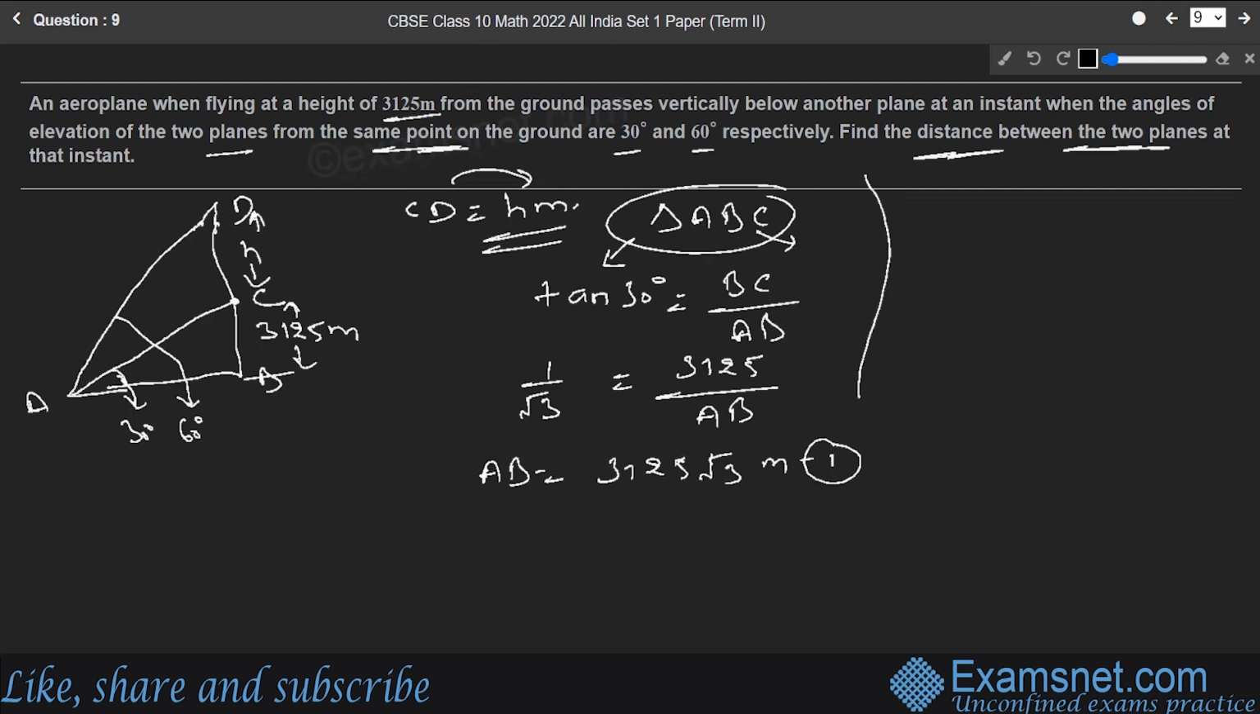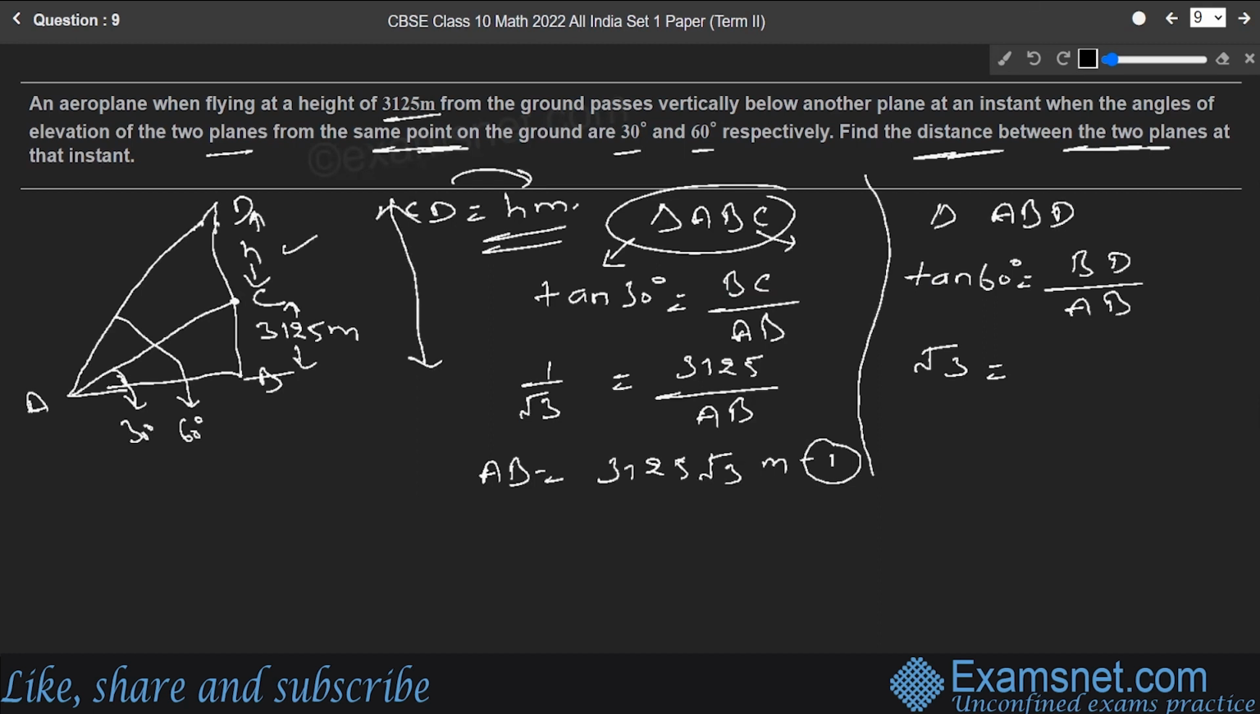Now we are applying the same tan in the triangle ABD. If I apply tan in triangle ABD, that is a bigger triangle, so the angle now is 60 degrees. So tan 60 degrees is again the perpendicular upon the base, that is BD and AB. The perpendicular is BD now and the base is AB. So tan 60's value, root 3, is equal to BD, the complete height from the ground to the top, so it is h plus 3125, divided by AB.